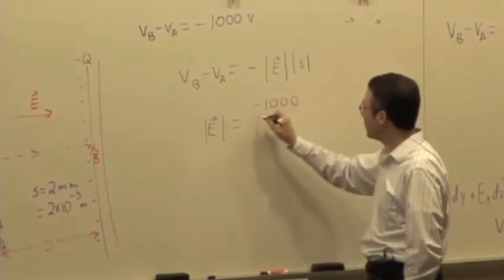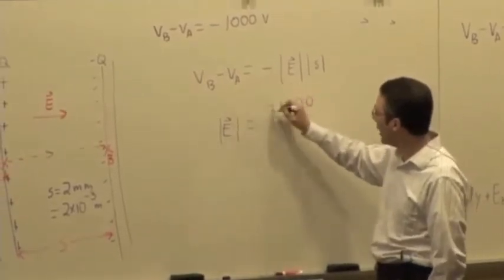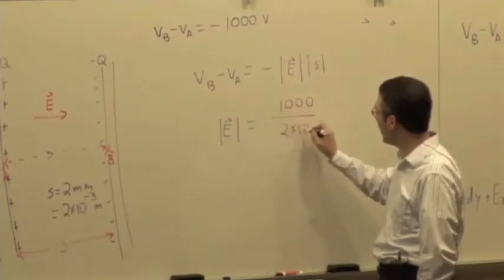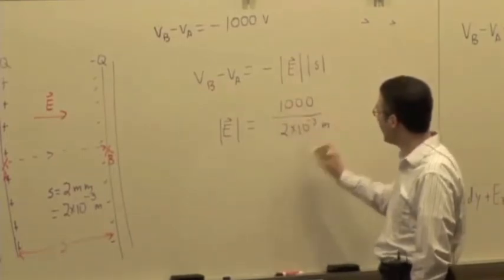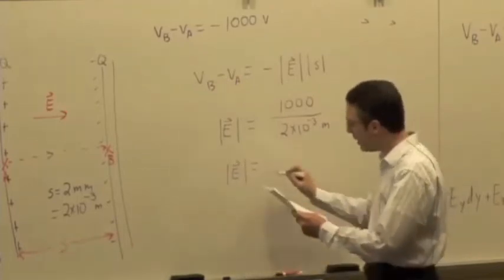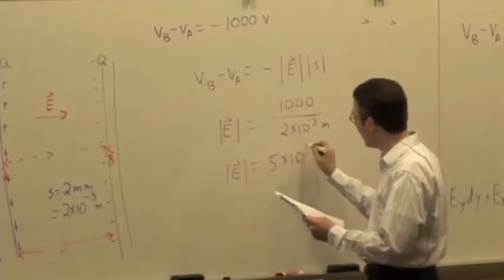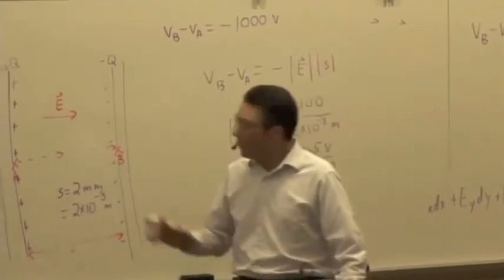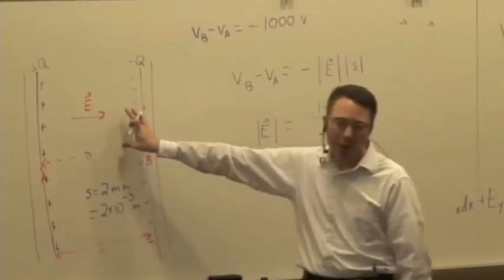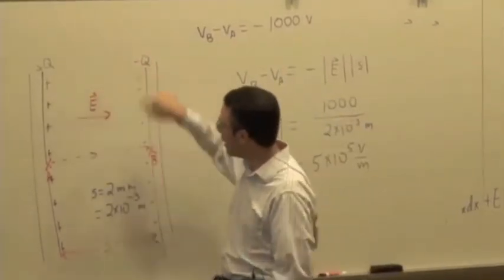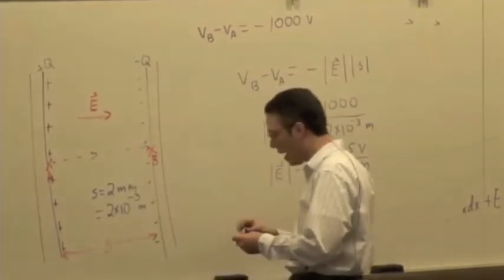I can solve for the magnitude of the electric field by saying it's negative 1,000 volts, and the signs will cancel, so that'll give me positive 1,000 volts over 2 times 10 to the minus 3 meters. So the magnitude of the field inside the capacitor is going to be 5 times 10 to the 5th volts per meter. Okay? So that's the result when we just have air in between, nothing in between except just air.